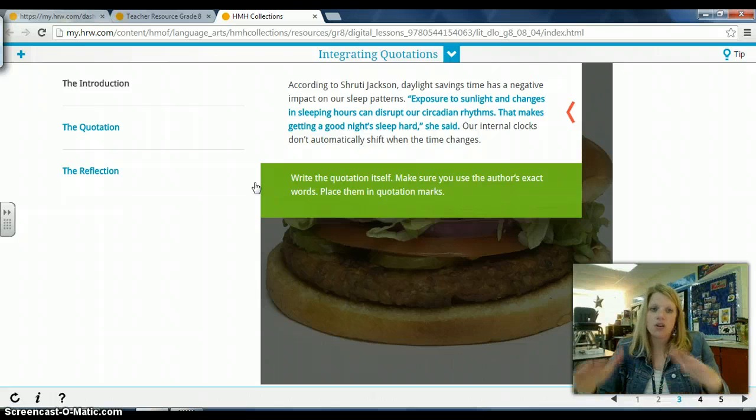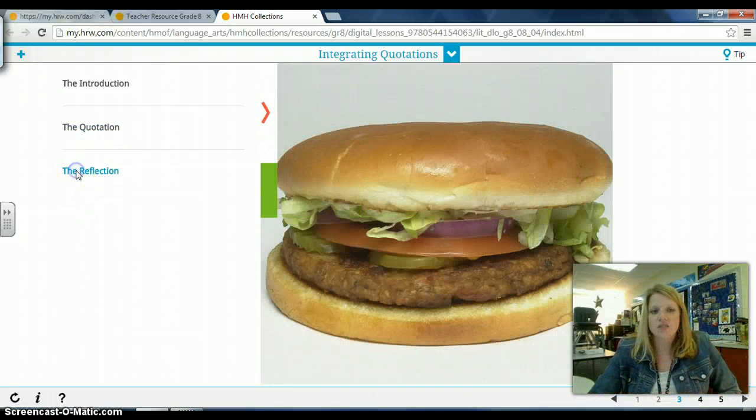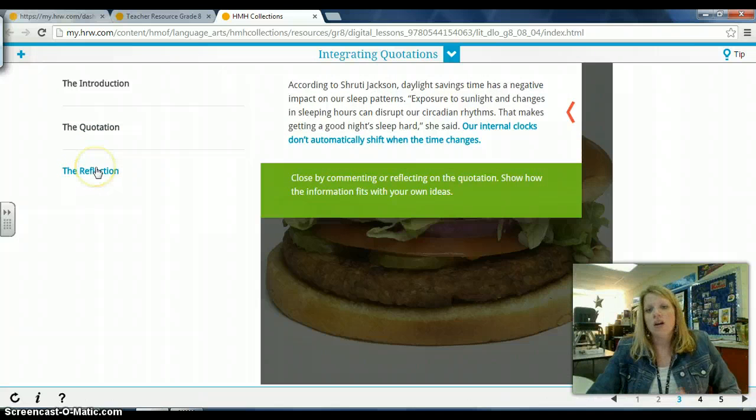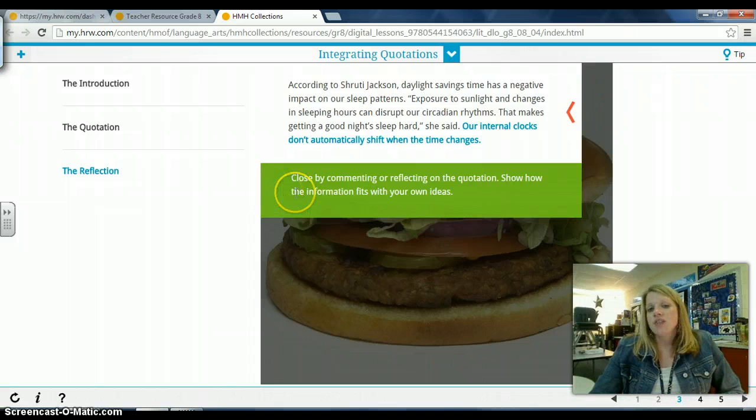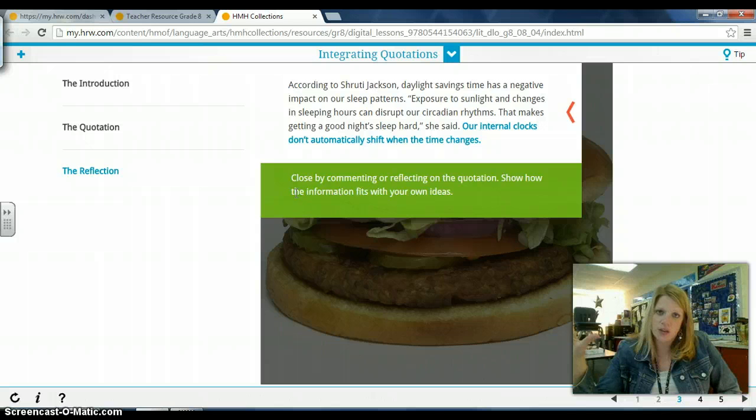You've gone into your quote, and now what they call the reflection is what I call the interpret. Our internal clocks don't automatically shift when time changes. So close by commenting or reflecting on the quotation. Show how the information fits your own ideas. So that is definitely going to be what we consider our interpret. So when we're looking at our CEI format, remember, C is going to be the overall, what's my point, what's my answer to my question. And then you're going to do this, the intro, quote, interpret, or reflection for each piece of evidence that you have after that point. Okay?